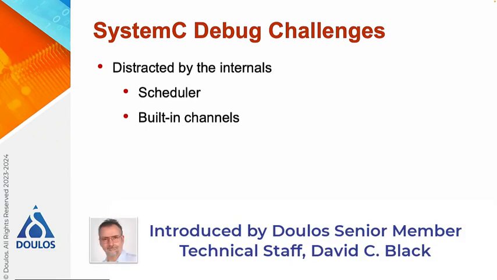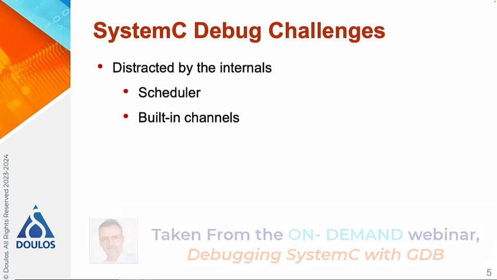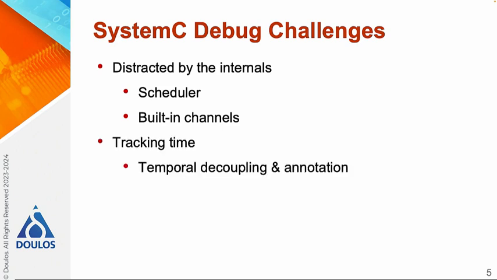So first thing with SystemC, if you're going in the debugger, is you're going to be distracted by all of the internals of SystemC itself. SystemC has this wonderful scheduler. It's perfect for discrete event simulation, but when you're single stepping, you could jump into code that you didn't write. And for that matter, it's not supposed to have bugs in it anyway, whether or not it does or not, that's not the issue. The issue is it's not the code you're supposed to be debugging, generally speaking. Also, built-in channels, other people's models, etc. What can we do about that?